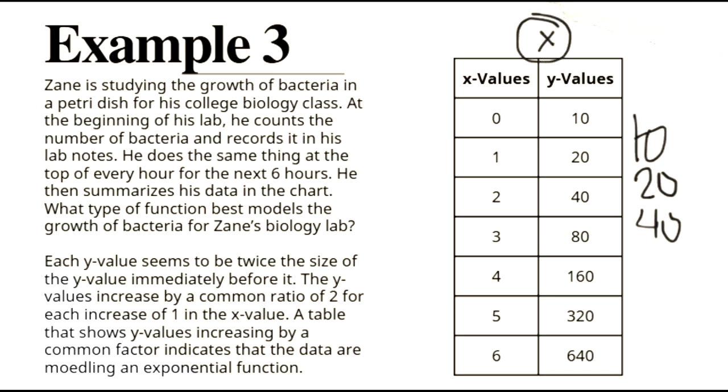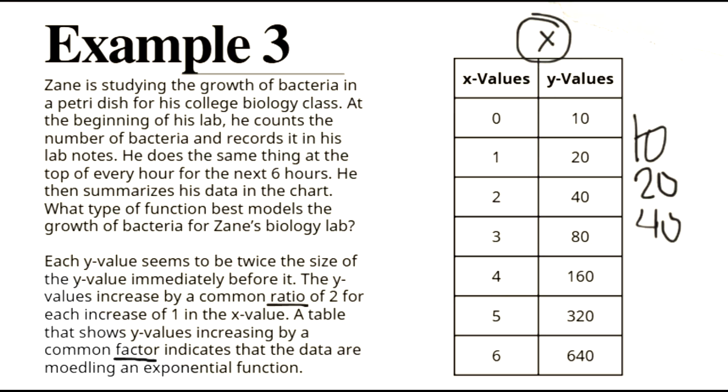And multiplication means a ratio. Ratio means exponential. So this means the y values increase by a common ratio of 2 for each increase of 1 in the x value. A table that shows y values increasing by a common factor, that's another term that indicates multiplication, indicates that the data are modeling an exponential function. So when it's increasing by a multiplication, by a factor, by a ratio, it has to be exponential.